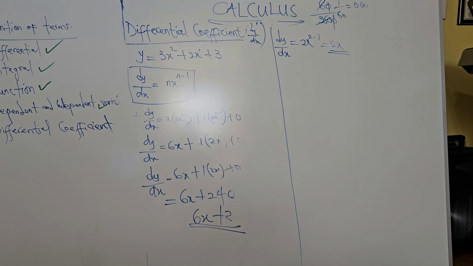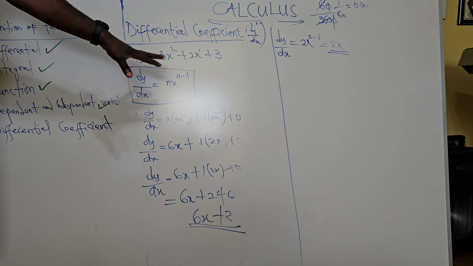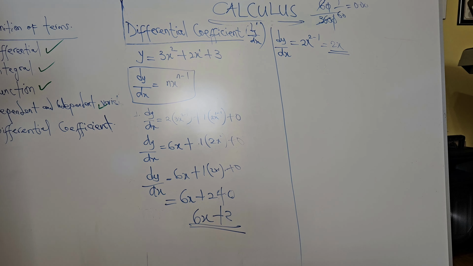So you can see that calculus is kind of very easy once you understand how things go. You can choose to do this the long way, which is the first example I showed you, but this is the short form. You can do it this way. You're still going to arrive at the same answer.